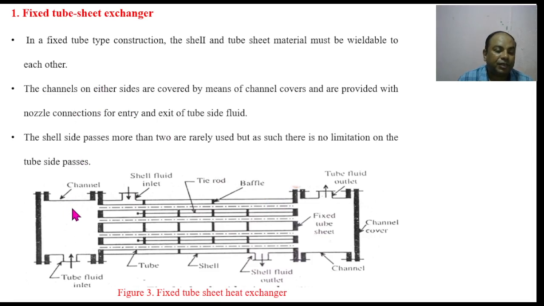Moreover, this channel has two openings or two nozzles, one for the inlet of fluid which would move through the tube side, and the other opening on the other side of the tube sheet heat exchanger for the removal of fluid coming from the tube side. Here, if there is no pass partition, the fluid moving through the tube side would make only one pass. There is no pass partition over here, and therefore the fluid moving through the channel into the tube side would make only one pass.